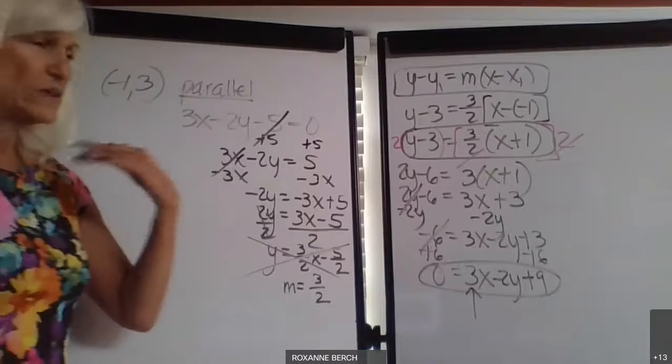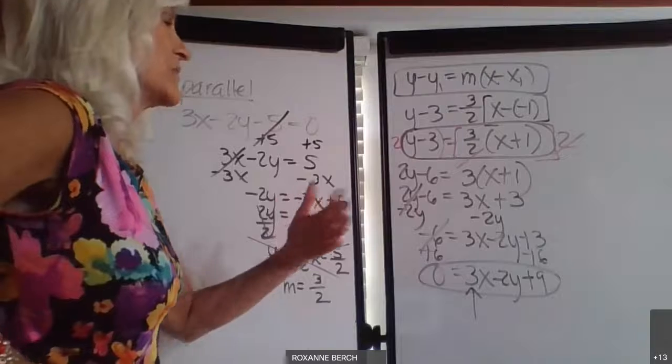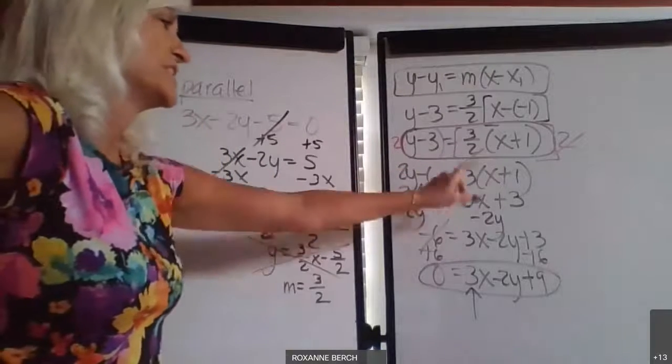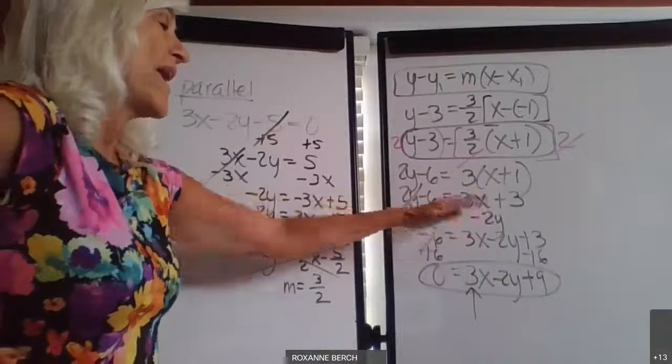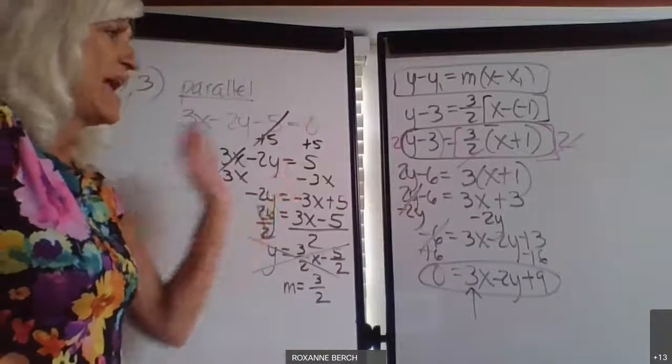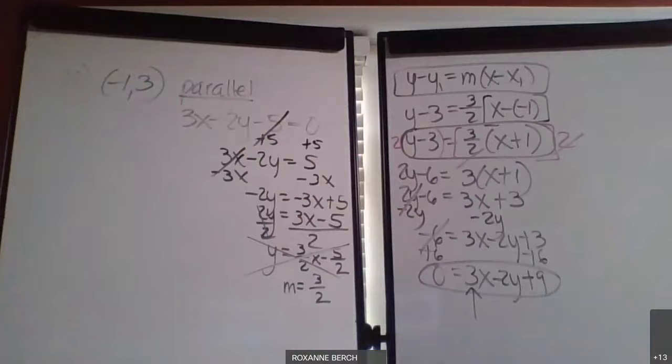So if you notice the order that I'm doing things, first of all, if I have a fraction, I get rid of the fraction. The next thing I do is distribute. And then I start moving things, adding things to both sides or subtracting things from both sides.